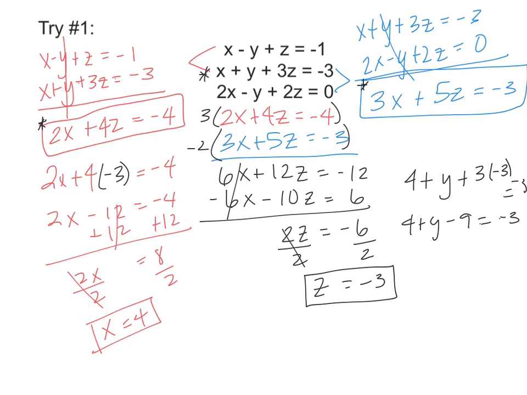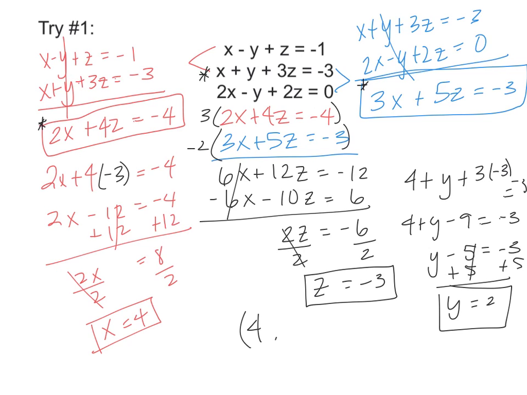4 minus 9 are like terms, right? 4 minus 9 is -5, so I'll have y minus 5 equals -3. If I add 5, we'll have y equals 2. So remember, our final format should be an x, y, z format as a point. So that should be 4, 2, -3 is our final answer.